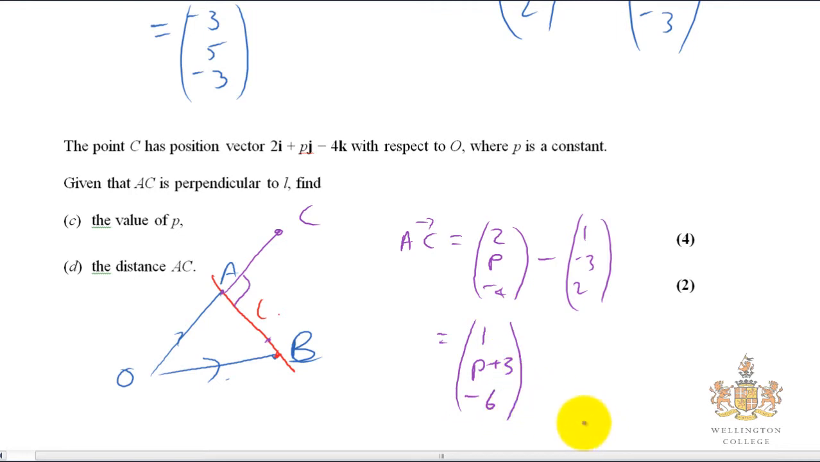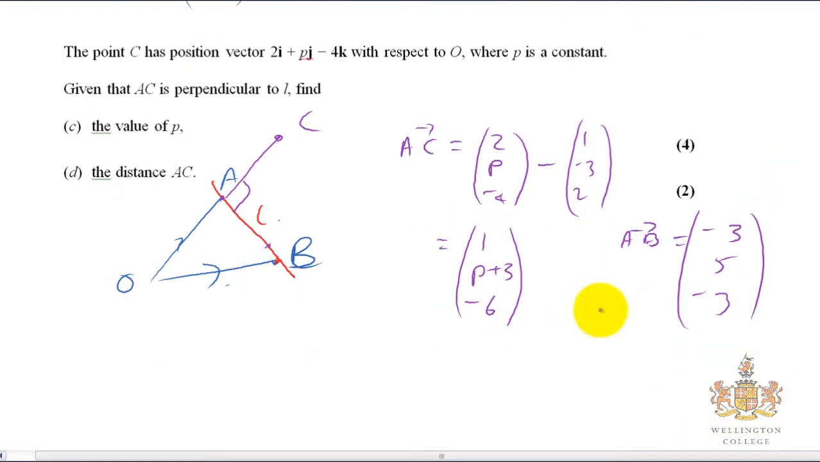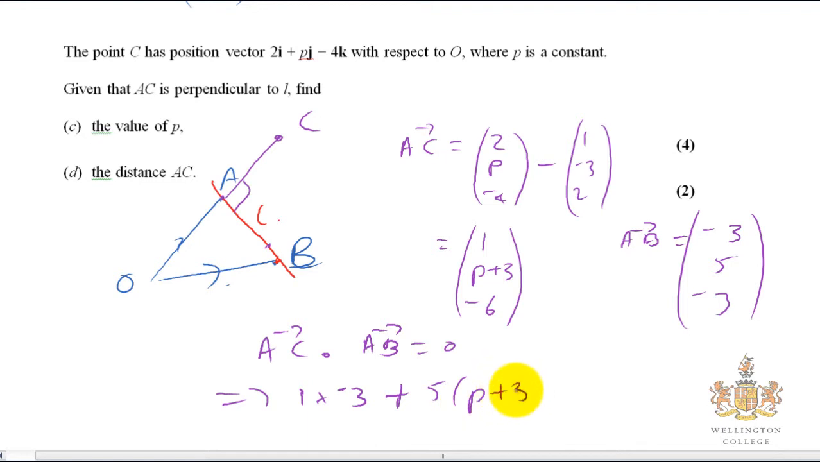That gives me AC. And we know AB from the previous question. AB equals minus 3, 5, minus 3. Now we know that these must be at right angles to each other. So therefore their scalar product must be naught. So AC dot AB must equal 0. So this implies that 1 times minus 3, plus p plus 3 times 5, we're using the component form of the scalar product formula, and minus 3 times minus 6, which is 18, equals 0.